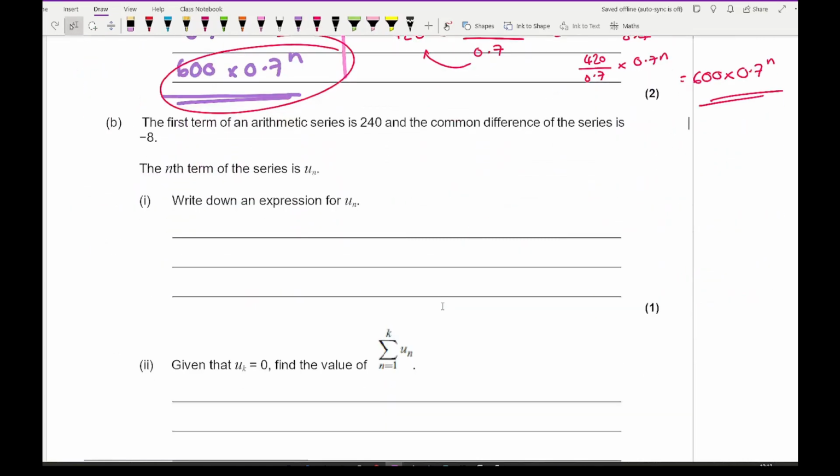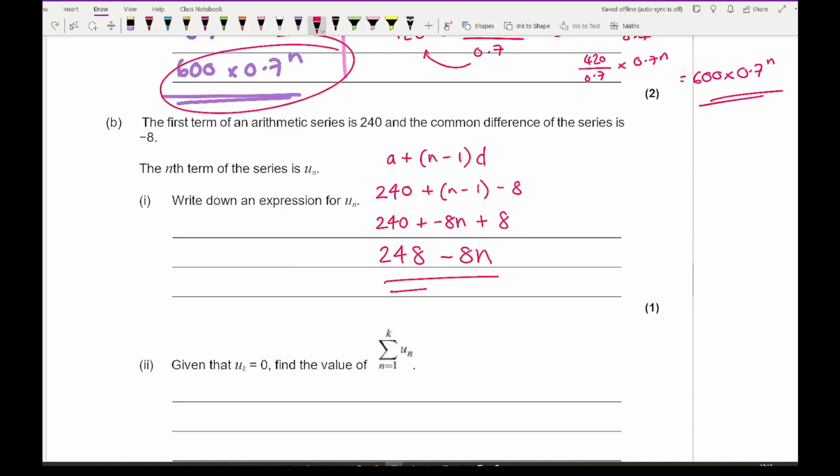Then for part (b), it says the first term of an arithmetic series is 240. The common difference of the series is minus 8. The nth term of the series is u_n. Write down an expression for u_n. So for this, we're using a plus (n minus 1)d. So substituting numbers in, I get 240 plus (n minus 1) times minus 8. Then if I expand the brackets, I get 240 minus 8n plus 8, which gives me 248 minus 8n.